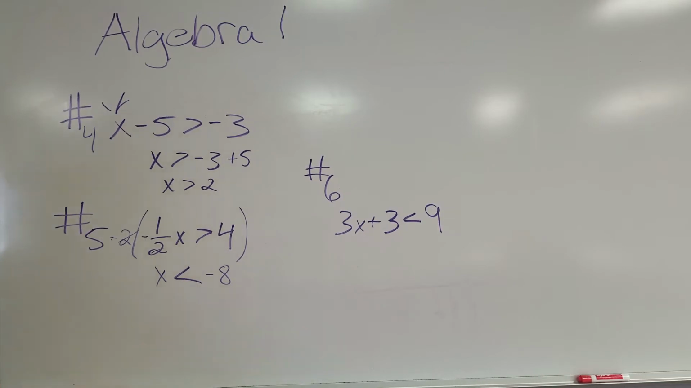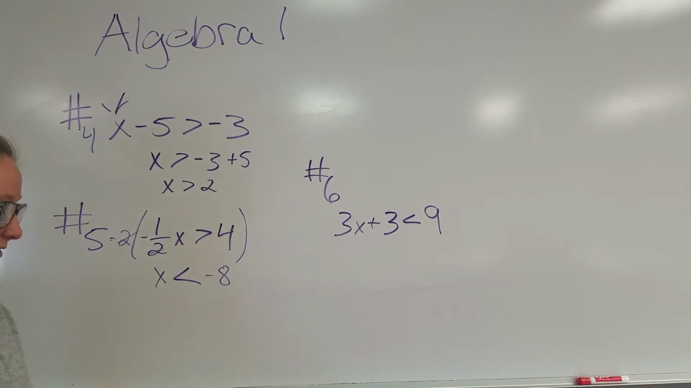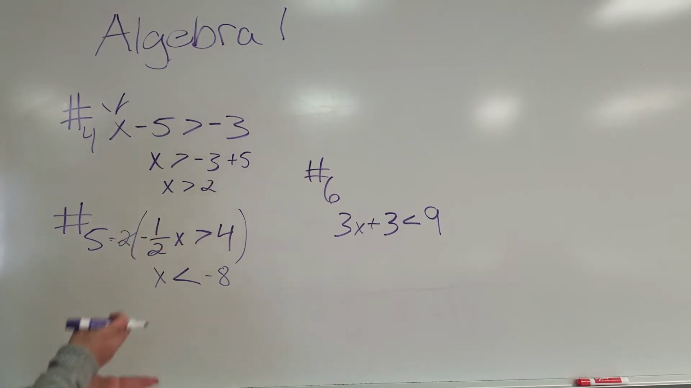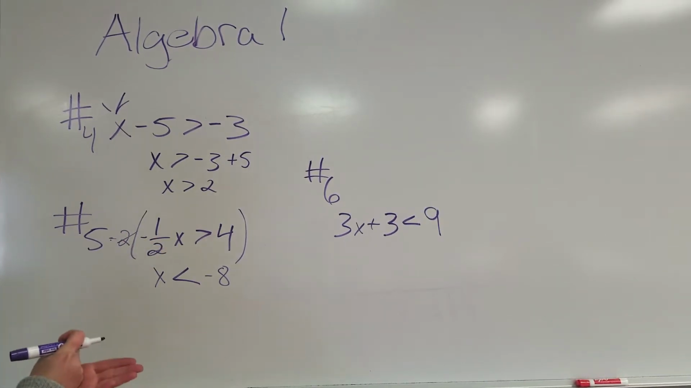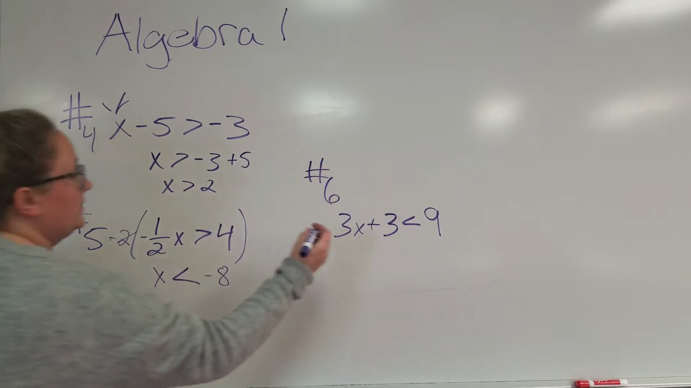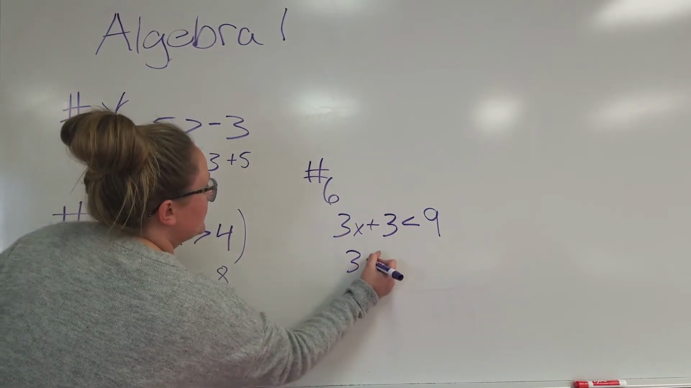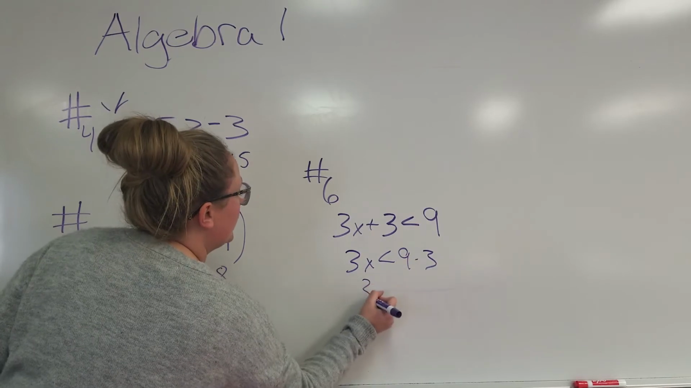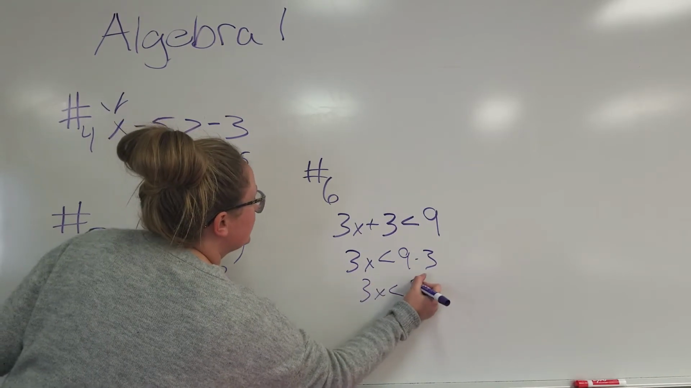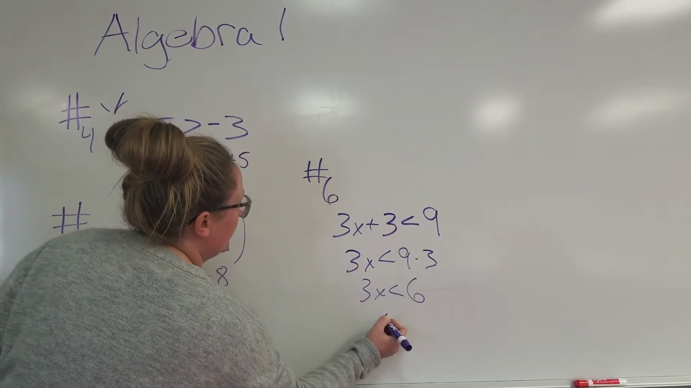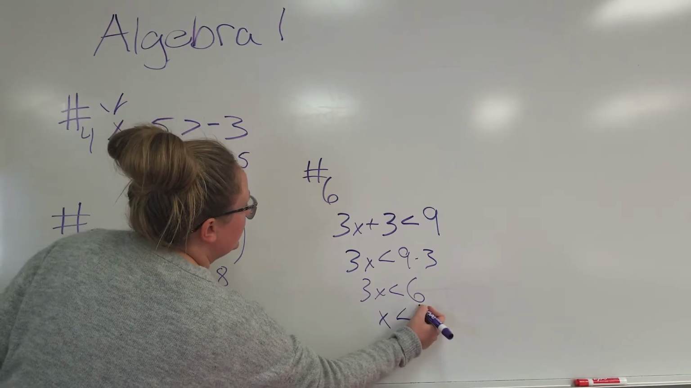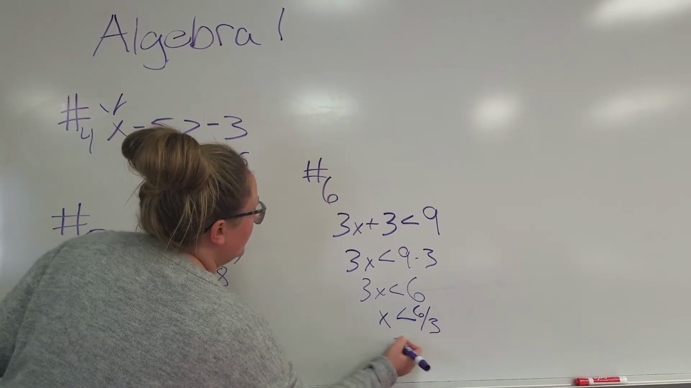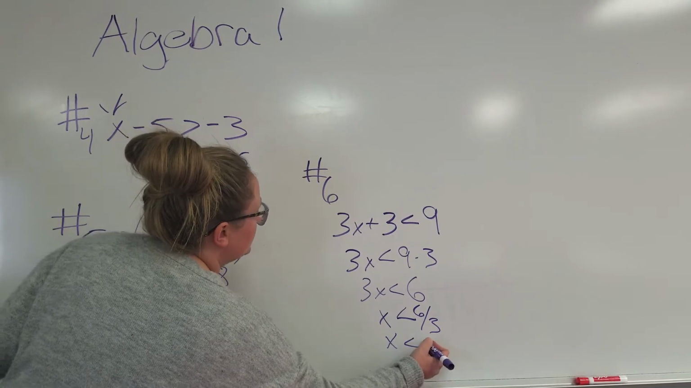On problem number 6, same thing, but then at the end they want you to graph your answer. So we're going to solve for x. The 3 is added to x. So the opposite function of adding is subtracting. So the first thing we're going to do is go 3x is less than 9 minus 3. Now 3x is less than 6, and then the 3 divides. So x would be less than 6 divided by 3. x is less than 2.